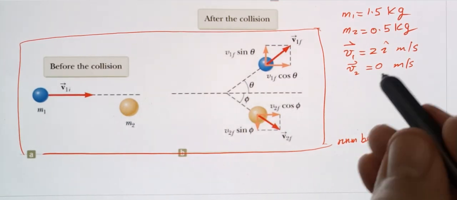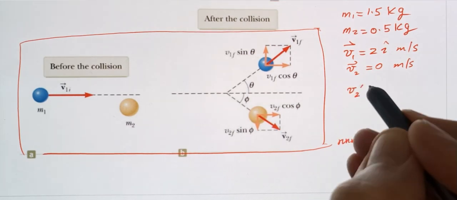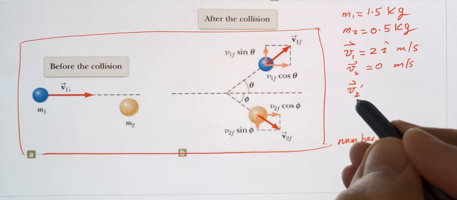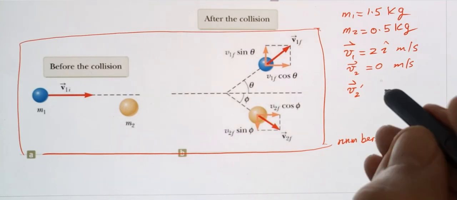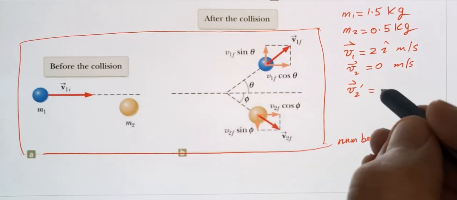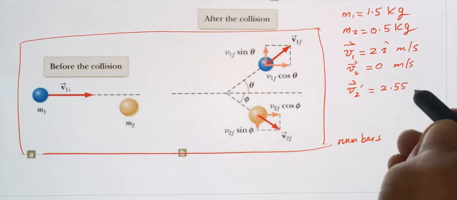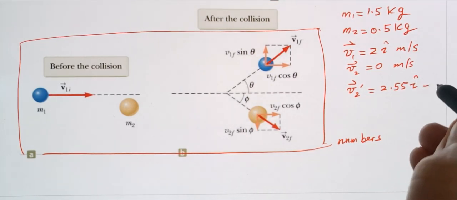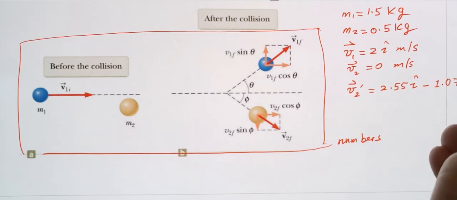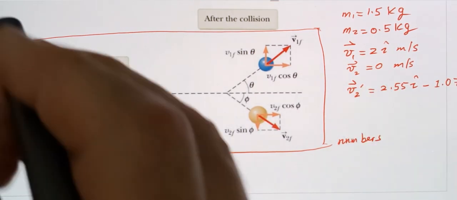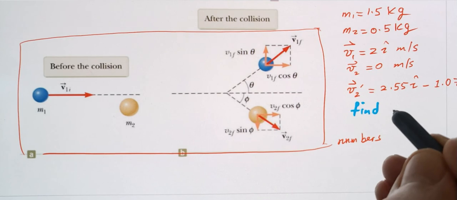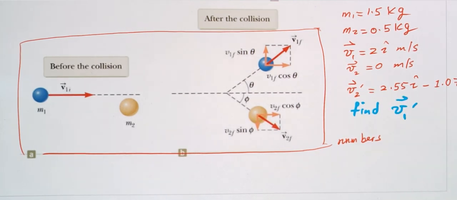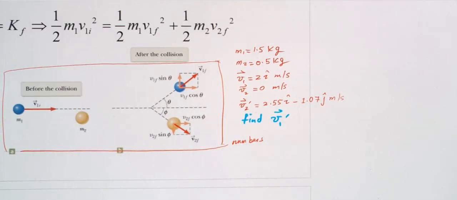I will give you V2 prime. When we talk about collision, prime means after the collision. So after the collision, M2's velocity is 2.55i minus 1.07j meter per second. And I will ask you to find V1 prime. Clear? So this is our problem.